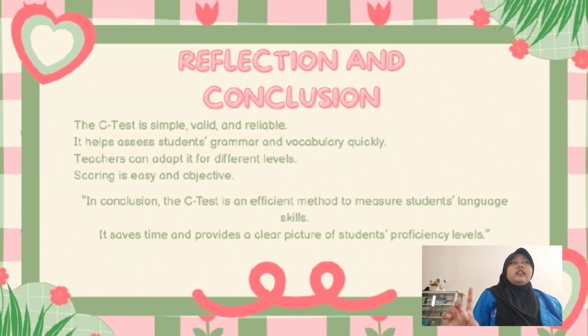We move to slide 11. Reflection and conclusion. This final slide summarizes the effectiveness and benefits of the C-test. It is simple, valid, and reliable. It helps teachers assess grammar and vocabulary quickly. It can be adapted for different proficiency levels. Scoring is easy and objective. The test provides a clear and quick picture of students' language proficiency, right?